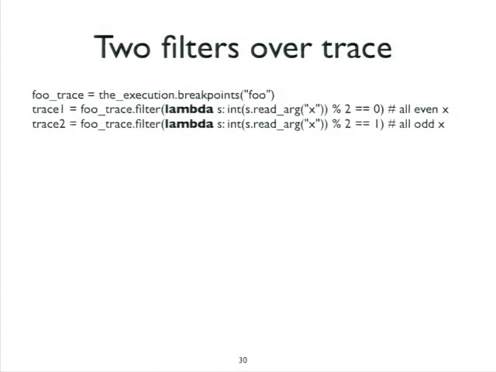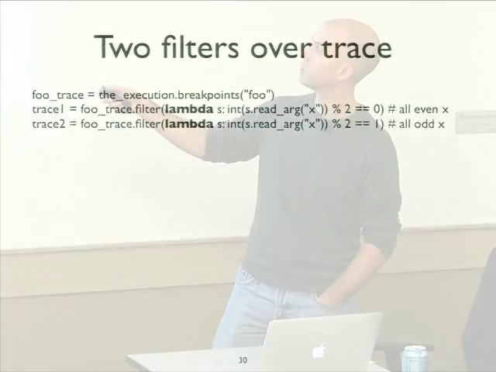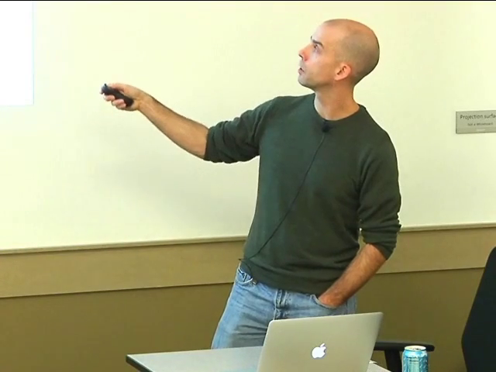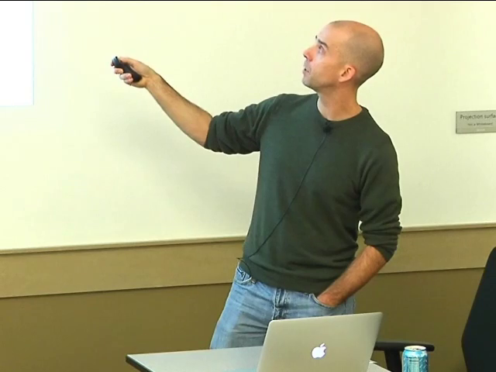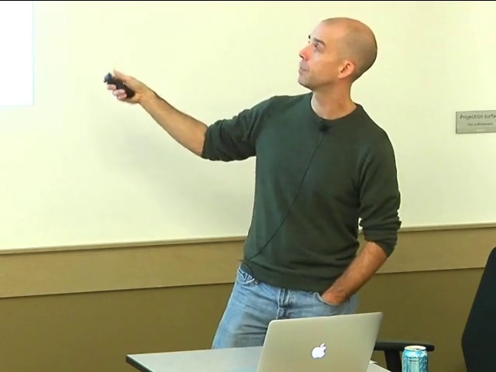OK, so here's our first benchmark. We're going to capture all the breakpoints to foo, and then we're going to filter based on all of those things that have even first arguments versus all those things that have odd first arguments. So we make 2 traces that are derived from the first execution.